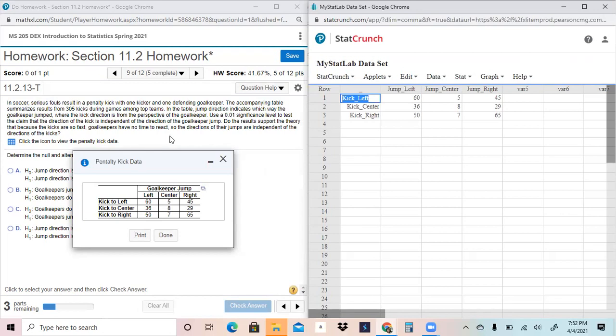We're going to use a 0.01 significance level to test the claim that the direction of the kick is independent of the direction of the goalkeeper jump. Do the results support the theory that because the kicks are so fast, goalkeepers have no time to react? So the directions of their jumps are independent of the directions of the kicks. I would hope not. So let's see what happens. I've already loaded this into StatCrunch.